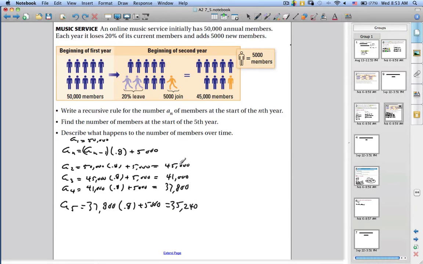So if you see what's going on here, here I lost 4,000. If I go from here to here, I lost 3,200. As I go from here to here, I lost less than 2,600, 2,500 and so on. So the amount of members that I lose each year is decreasing. And what you can see is when I reach the point that the number of members I have, where 20% of the number of members I have will be 5,000, then I'll lose 5,000 and I'll gain 5,000 and we'll eventually hit a plateau.